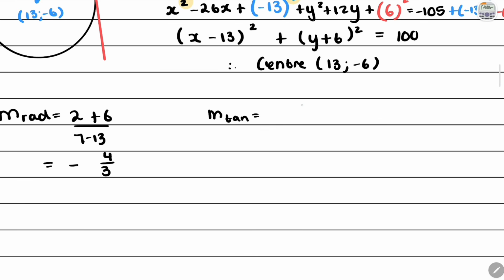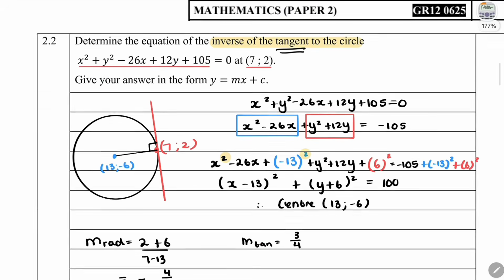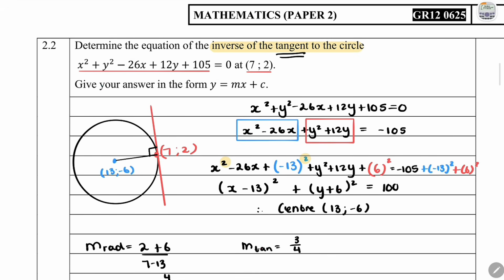So switch the numerator and denominator. It's now negative 3 over 4. And then you multiply that value by negative 1. So it's positive 3 over 4. That's the gradient of the tangent. Remember, we're just trying to find the equation of the inverse of the tangent. So we first have to find the equation of the tangent, then the inverse.